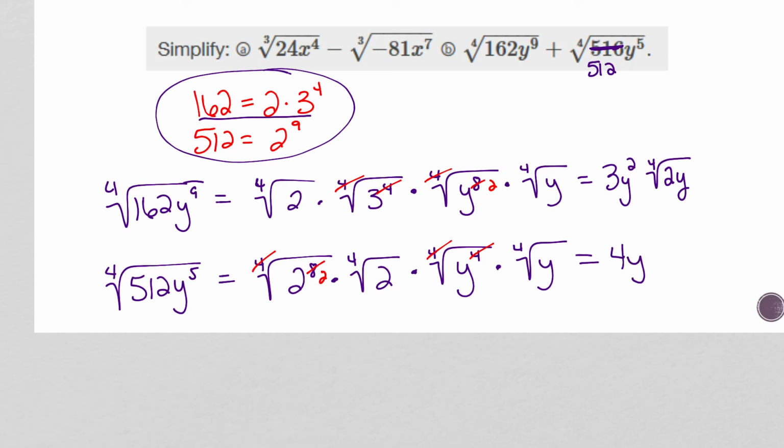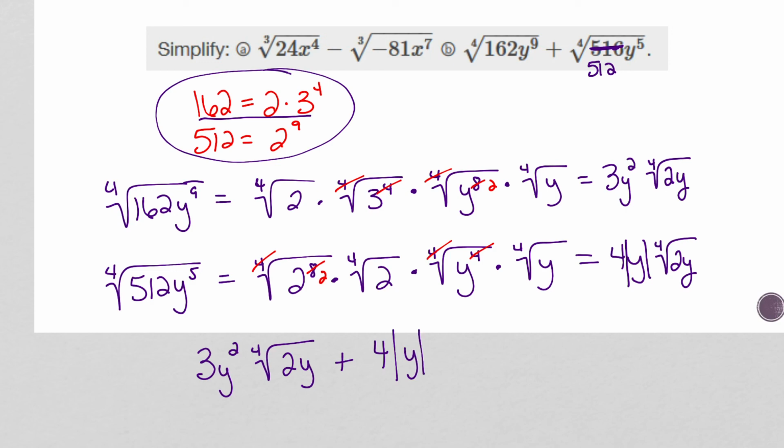And then remember that y is to the first power. So we're going to go ahead and put absolute value bars around that. And then I've got the fourth root of, what's left over? I've got a 2 and a y. All right, so now here's what we're doing. We're doing 3y squared times the fourth root of 2y plus 4 times the absolute value of y times the fourth root of 2y.